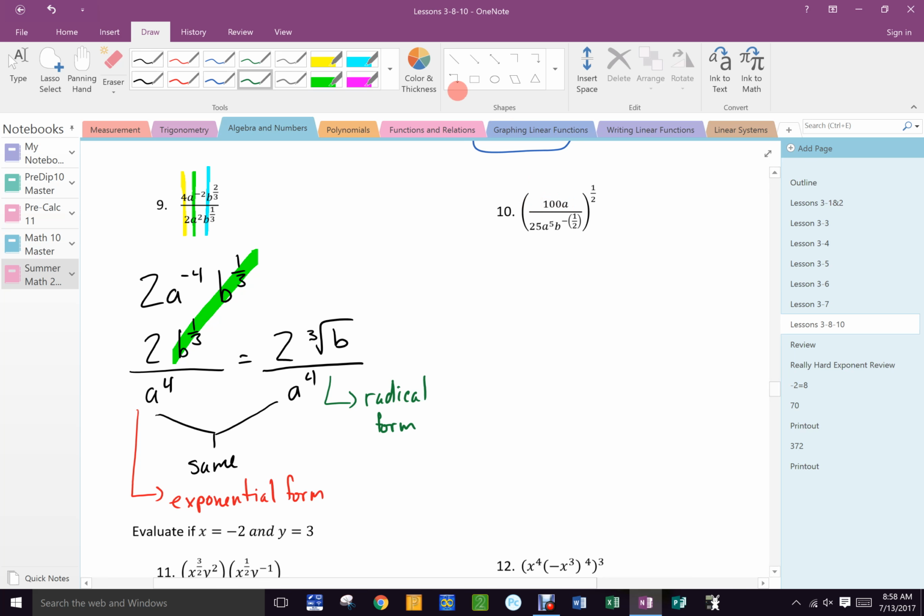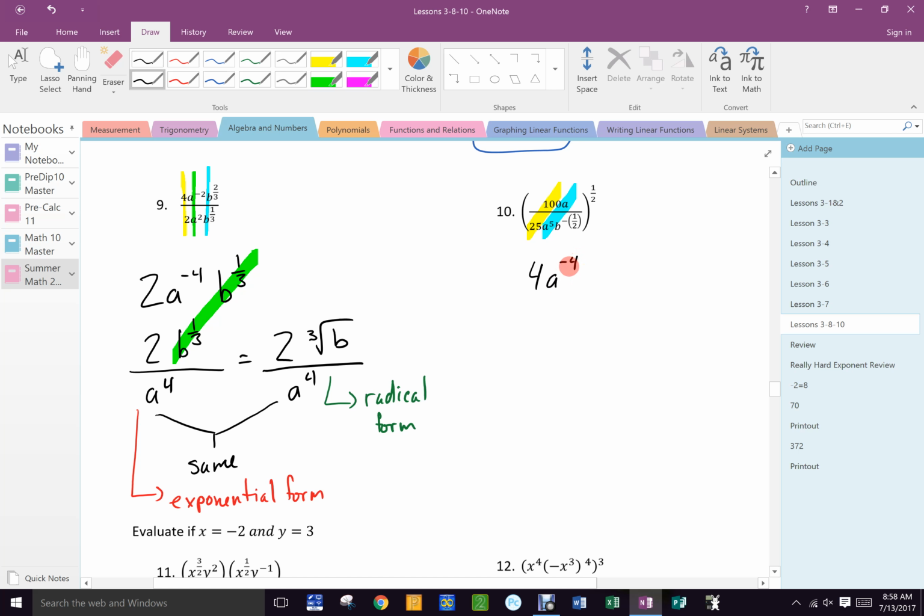So David dealt with inside the brackets first. Did anybody else do that? That's what I would have done too. Because 25 and 100 go together. A and A go together. What do you do with 25 and 100? Divide. What's 100 divided by 25? 4. What do you do with A and 5? Subtract. What's 1 minus 5? A to the negative 4.